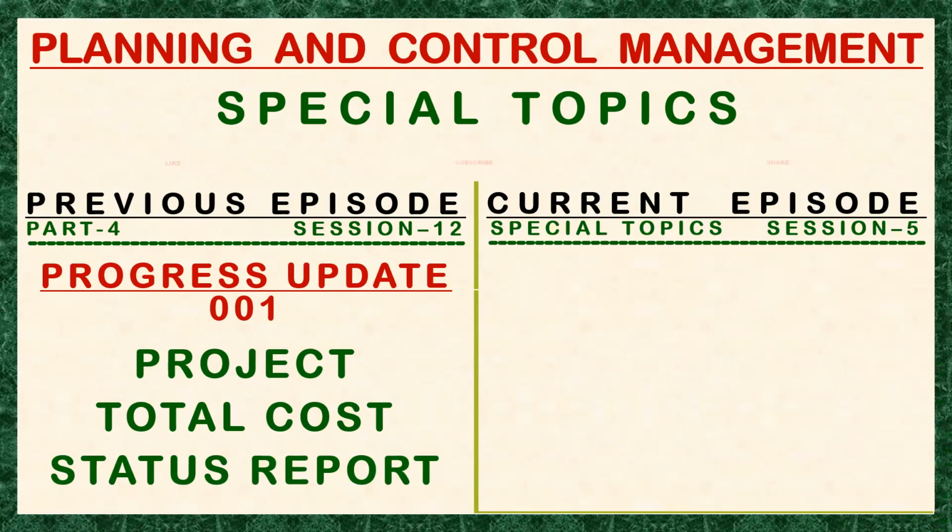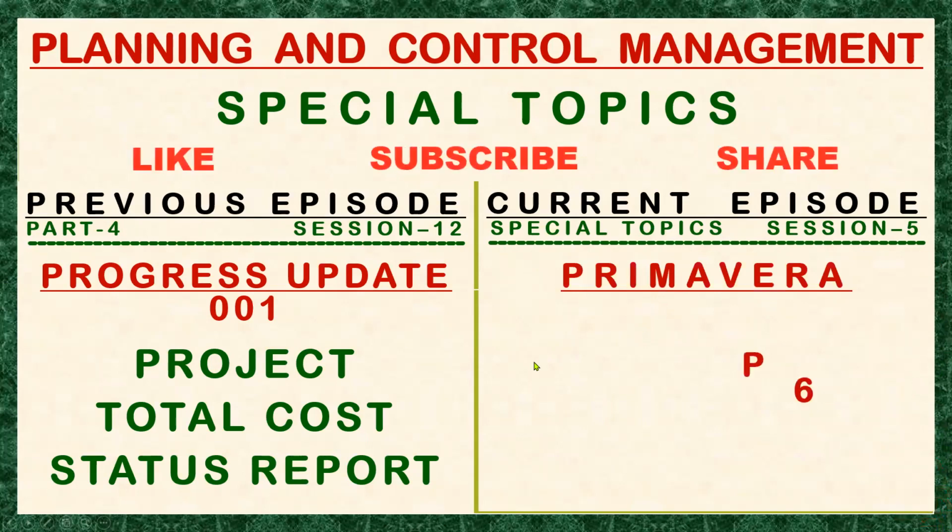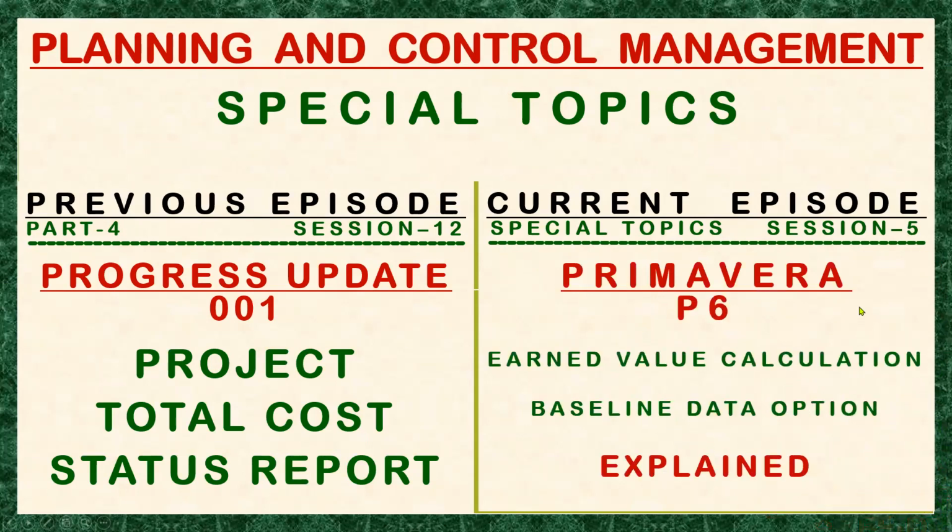Planning and control management special topics. The previous episode was part 4, session 12, progress update 001, and that was about the project total cost status report. Now in our current episode, this is special topic session 5, and this is about the Primavera P6 earned value calculation baseline data option explained.